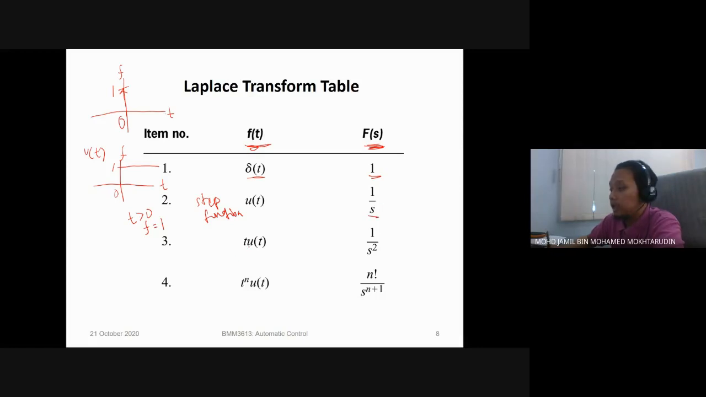The next one is when you have a step function multiplied with time, t times u(t). It becomes 1 over s squared in the frequency domain when you use the Laplace transform. More generally, t to the power of n times u(t) becomes n factorial divided by s to the power of n plus 1.